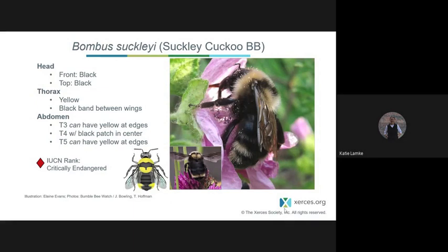T3 and T5 on the abdomen of this bee can have some yellow at the edges, like you see in the large photo. Most of them will have yellow on T4 with a black patch in the center. This is a species that's listed as critically endangered by the International Union for Conservation of Nature.